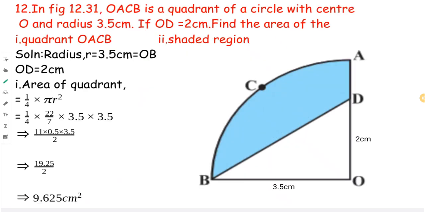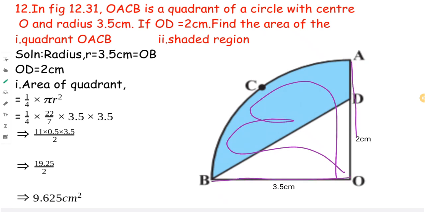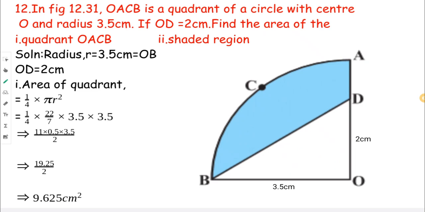All right, let's do one more. Question number 12. OACB is a quadrant, that means this whole thing is a quadrant, with center O and radius given to us. Remember that OB and of course even OA are the radius, so this is 3.5, and this whole is also 3.5. Then they've given us even OD, this height, to be equal to 2 centimeter. Find the area of the shaded region. So first we'll find the area of this quadrant, and after that, we'll go to the next.